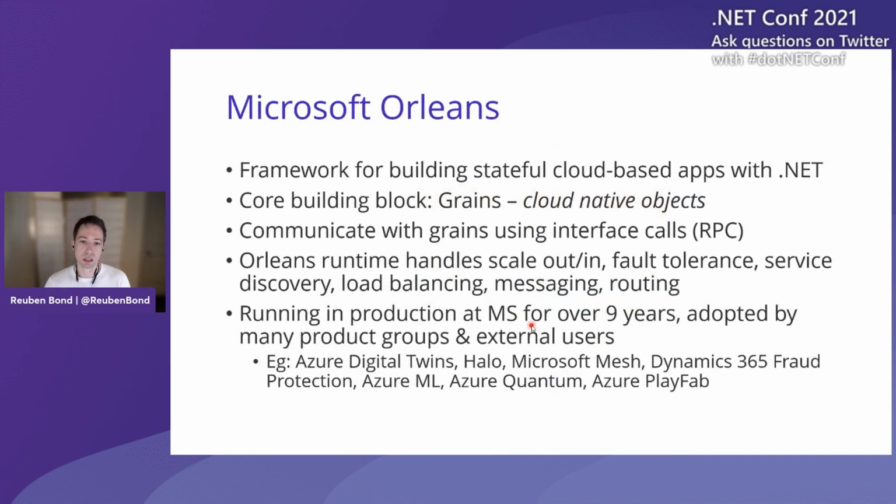So what is Orleans? Orleans is a framework that we built at Microsoft for building stateful cloud-based applications using .NET. And the core building block in Orleans is something called a grain. You can think of them like cloud-native objects. These grains communicate using asynchronous interface calls, just like gRPC. So it's an RPC kind of paradigm.